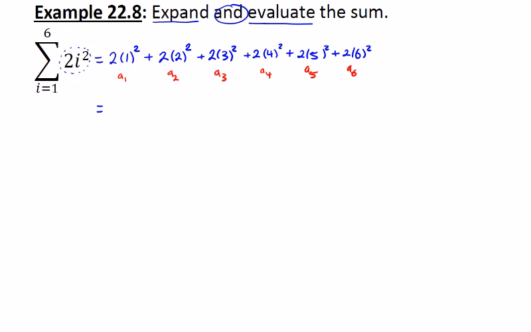A1 would become 2. A2 is 8. A3 is 18. A4 is 32. A5 is 50. And A6 will end up being 72. Add them all together. That's the summing part. And you should get a grand total of 182.